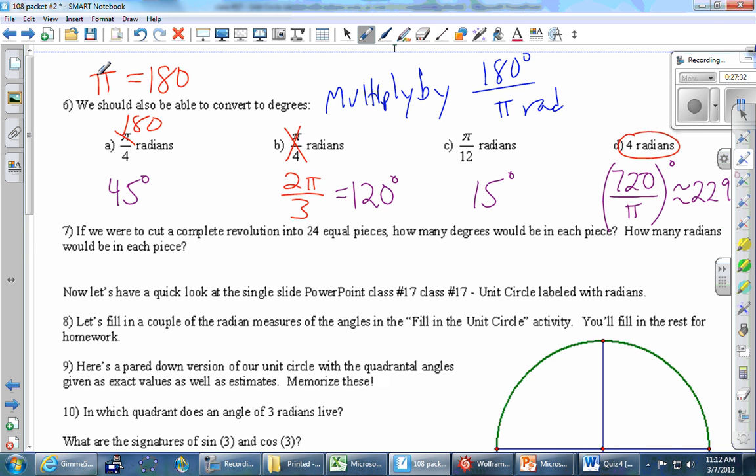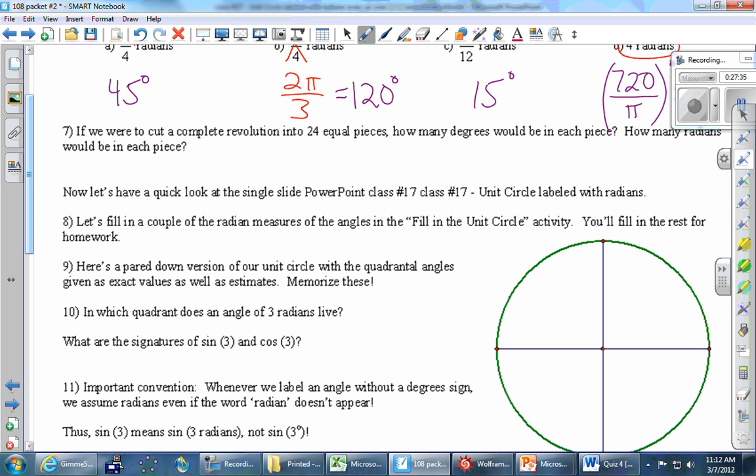Okay, so we've got the whole circle. So how many degrees is in the whole circle? 360, and we're cutting it into 24 pieces. And what do we get when we divide? We get 15. And instead, if we were to think about the whole revolution in radians, how many radians in one revolution? That's 2 pi. Remember, pi is 180 degrees, so pi is only half of the circle. And then you keep going around, and you divide that by 24, and you get pi over 12.